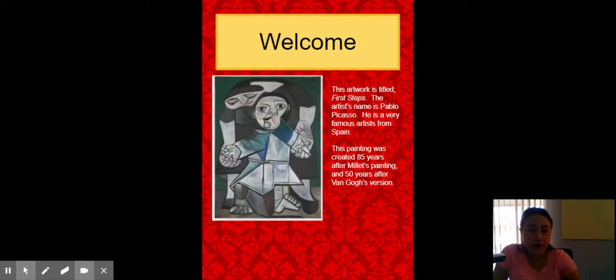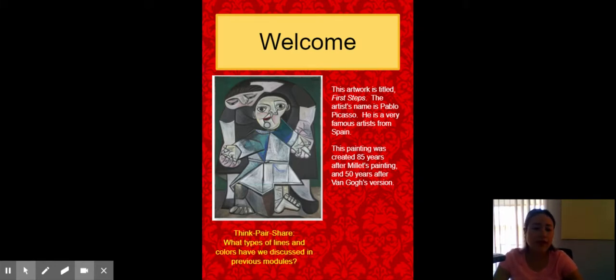This artwork right here is titled First Steps. The artist's name is Pablo Picasso. That's the person who drew the picture or painted this piece of art. He is a very famous artist from Spain. This painting was created 85 years after Millet's painting and 50 years after Van Gogh's version. Millet's and Van Gogh's paintings are paintings that we went over in the classroom, and it's okay if you don't remember them right now.